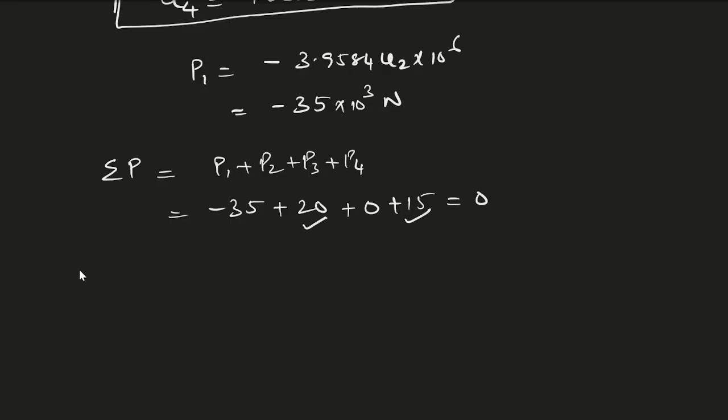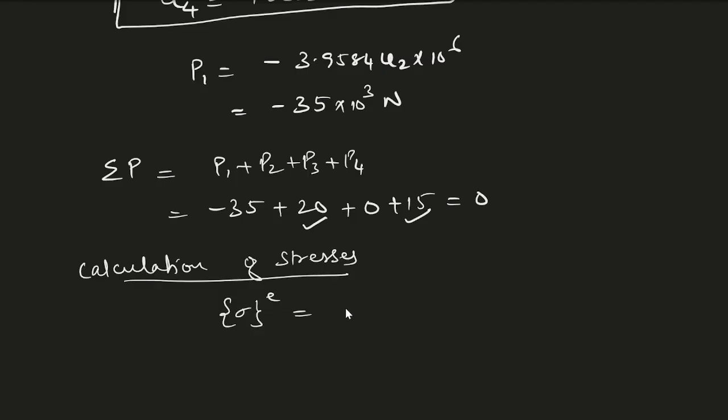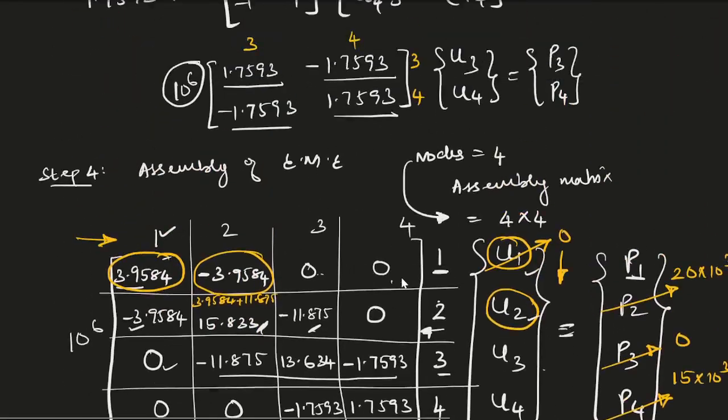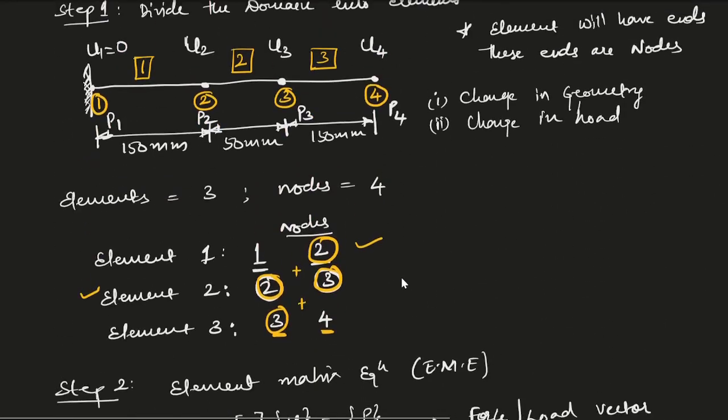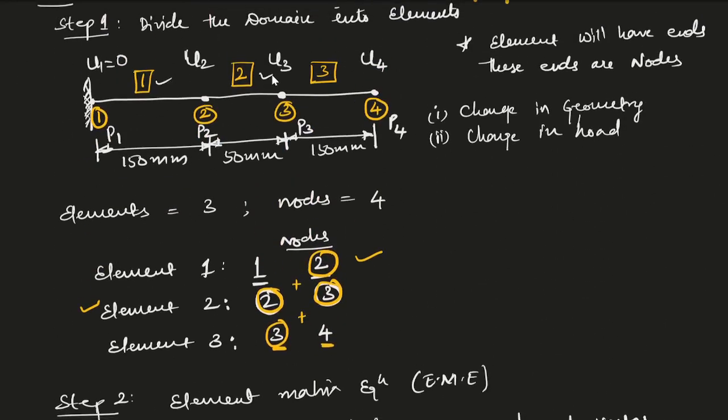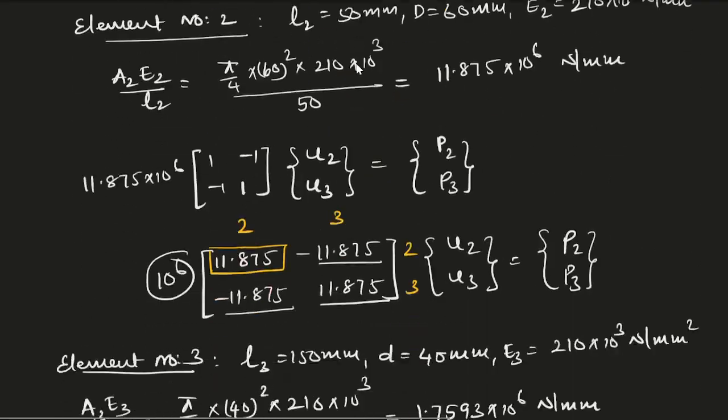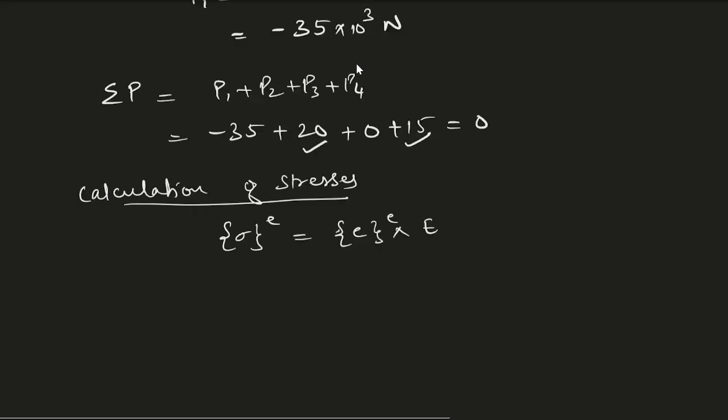Now the second question is to find the stresses, the calculation of stresses. It is very simple. The formula for calculation of stresses is: stress for the element equals strain of the element into Young's modulus. The element index stands for how many elements we have. If you see, we have three elements, 1, 2, 3, so we have three stresses. It depends upon the element.